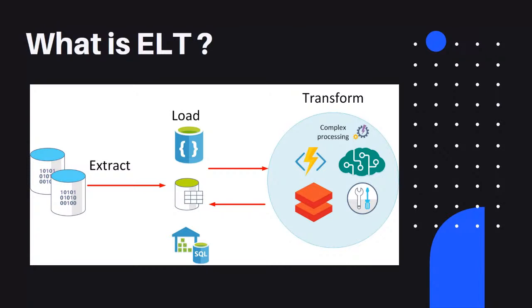Here, extract, E, means we are extracting our raw data. We extracted our raw data and loaded the whole raw data into a warehouse, like our private warehouse. Then we transformed that data by doing complex processing, collected useful information from it, dumped the rest, and then loaded it back. So this is how ELT works. This is one way of loading and transforming.